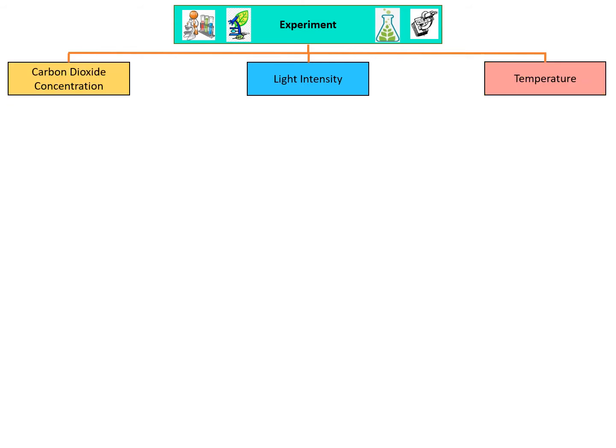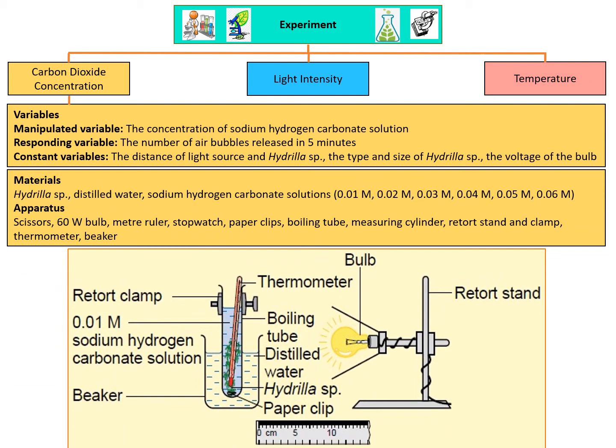Carbon dioxide concentration. These are the variables. Manipulated variable is the concentration of sodium hydrogen carbonate solution. Responding variable, the number of air bubbles released in 5 minutes. Constant variables are the distance of the light source and hydrilla, the type and size of hydrilla, the voltage of the bulbs.